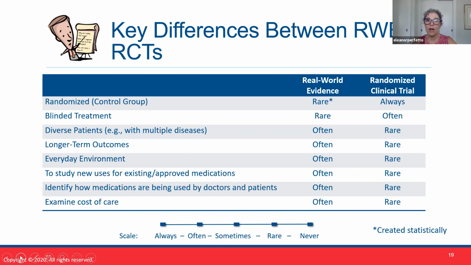And then you can examine the costs of care. Again, very common in real-world evidence, but much rarer in clinical trials. So these are some ways that they can balance one another out and complement one another. Next slide, please.